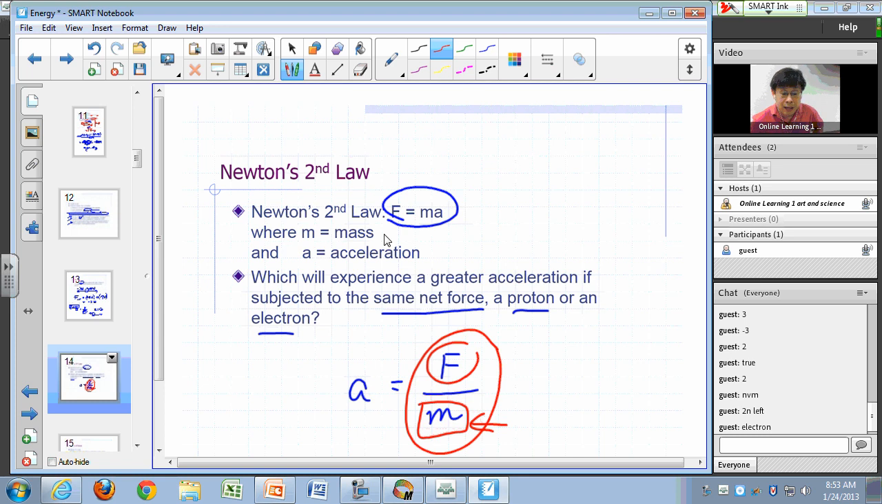It's just like saying if you're going to push a kid, let's say a first grader, with the same force as you would push a 12th grader, then the first grader is going to experience a greater acceleration. Okay?